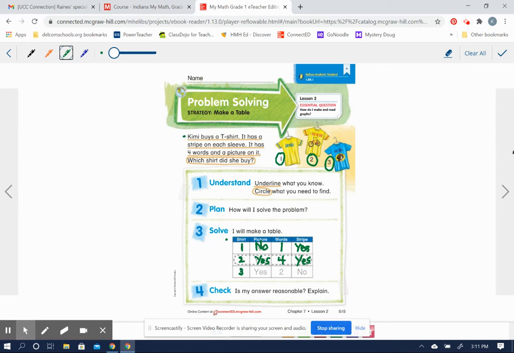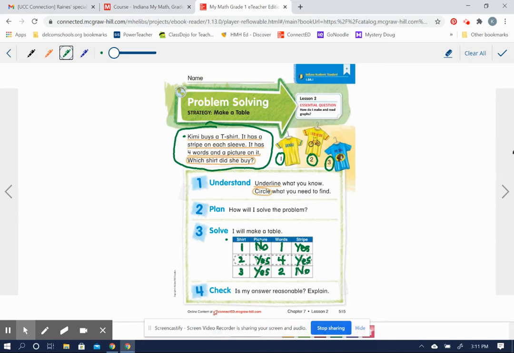Okay, and then when we look at shirt number 3, is there a picture on it? Yes. And how many words? There's 2 words. Are there stripes on the sleeves? No. So now, based on what they said up here, what they know, which one did she buy?